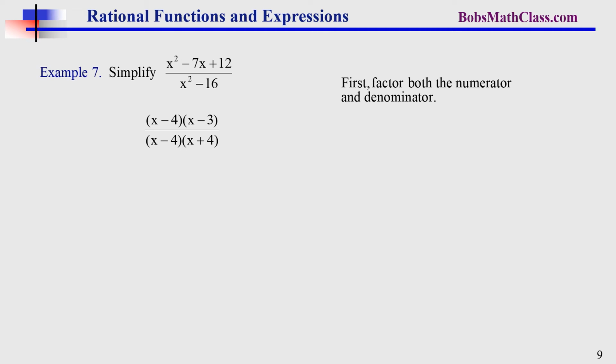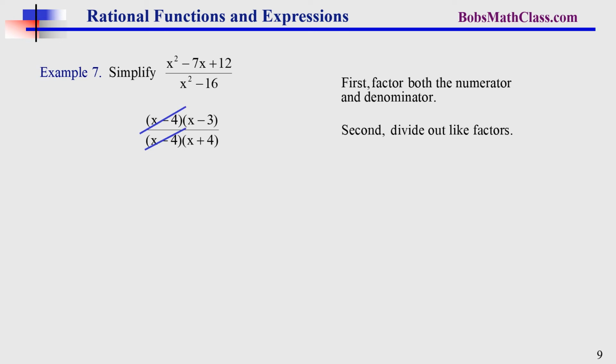Factor the first one. List all the factors of 12. There's 1 and 12, 2 and 6, 3 and 4, and 3 and 4 add to be negative 7. And the bottom one, x squared minus 16. That's a difference of two squares, x minus 4 times x plus 4. Okay, so now divide out like factors. Is there anything that's the same thing on the top and the bottom? Yeah, the x minus 4. So you could just cancel those right out.